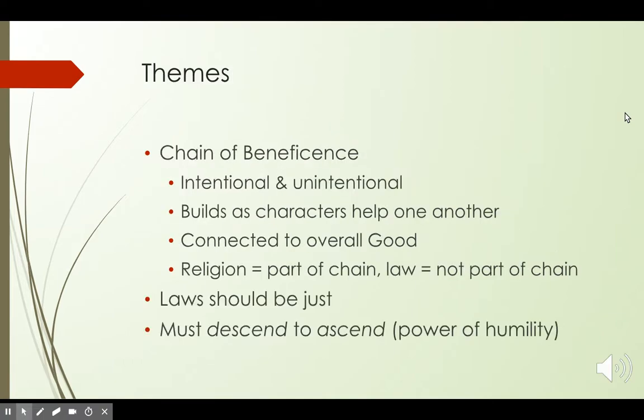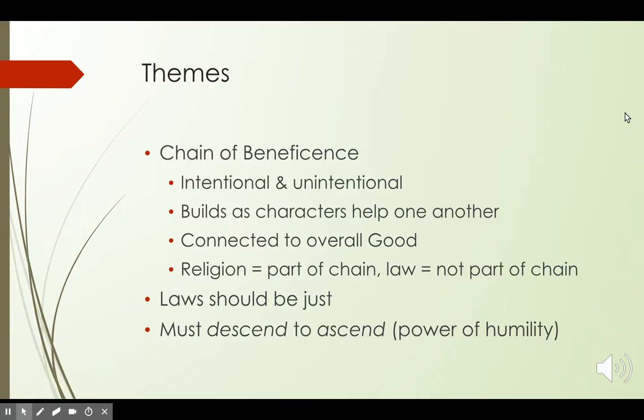Lastly, I want you to be on the lookout for a few things. First, the most important, is the chain of beneficence. The roots bene mean good, and the root sic means to do or to make. The root ens means of. So beneficence means of doing good. These good actions are both intentional and unintentional, as you will see as you read. The chain also builds as the characters continue to help one another.